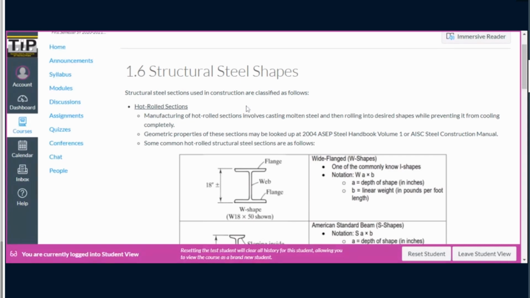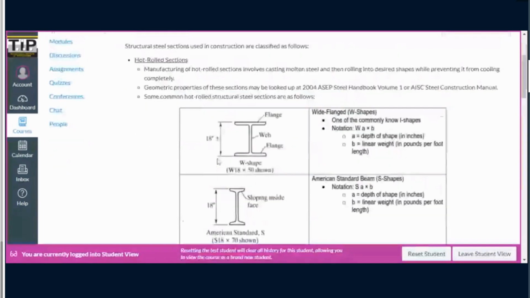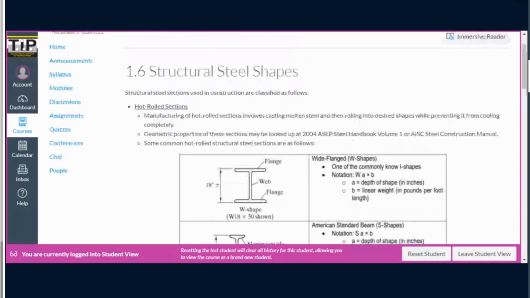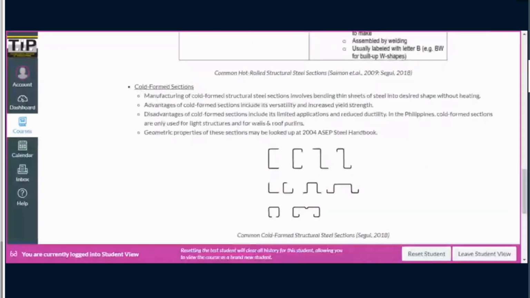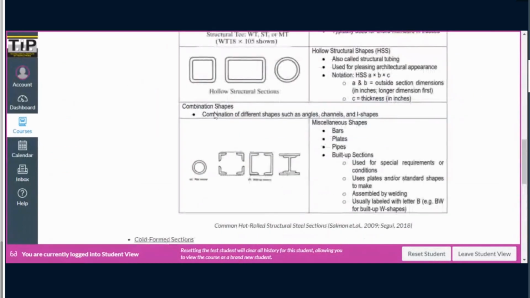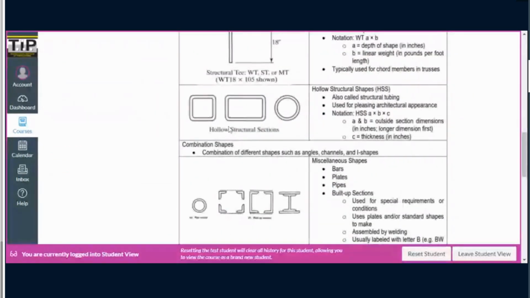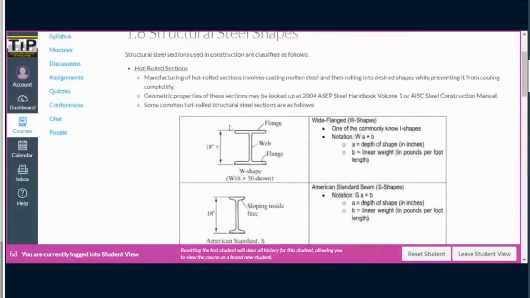Now we also try to learn how structural steel is classified according to its cross section. Generally, structural steel shapes are classified into two: the hot rolled sections and the cold formed sections. We will first discuss the more common structural steel shape that we use here in the Philippines, which is the hot rolled section.